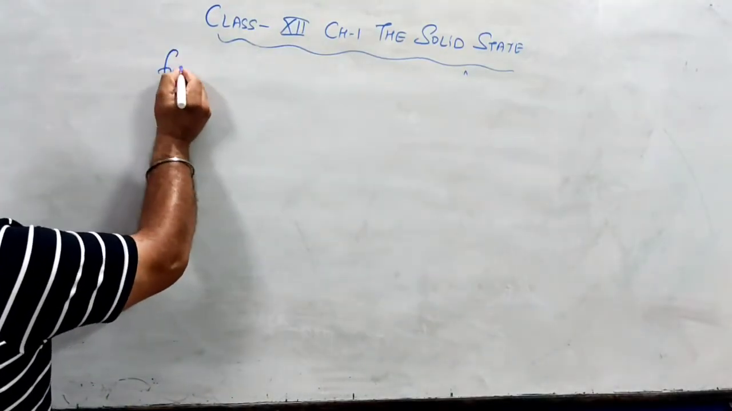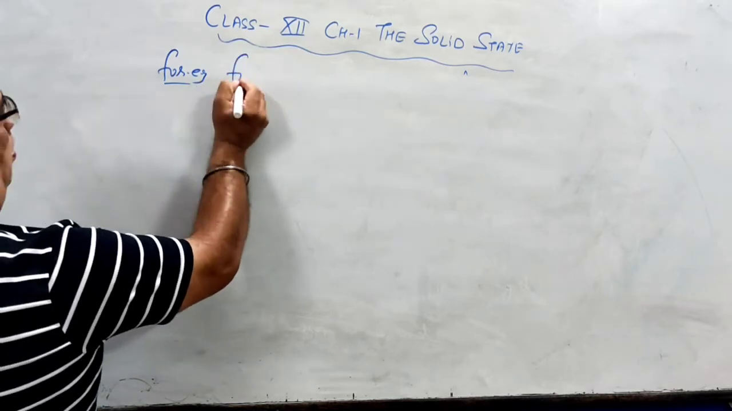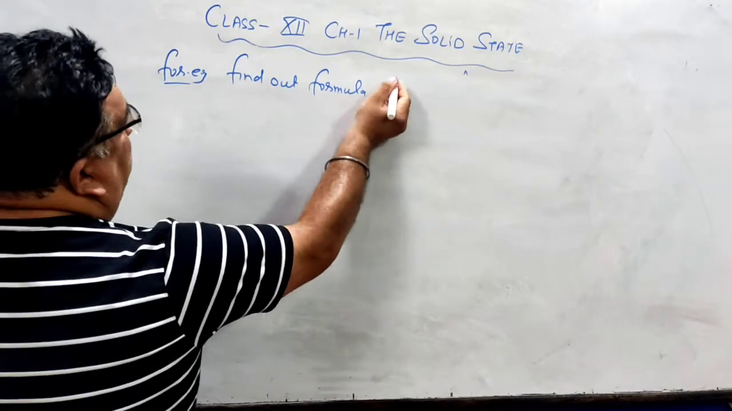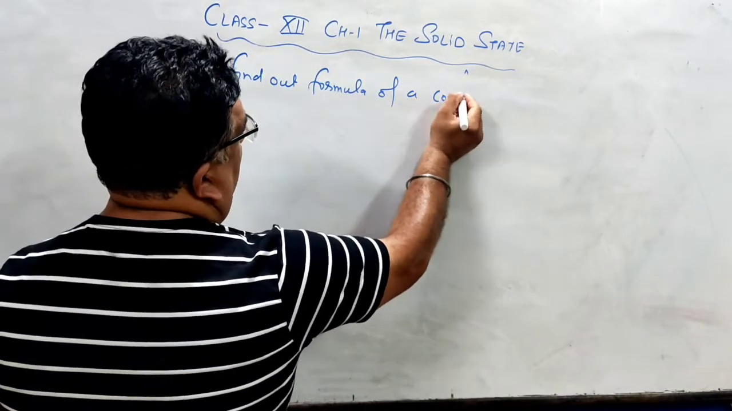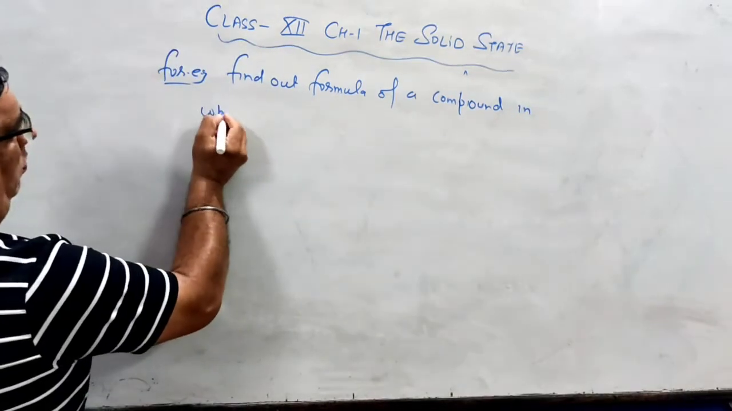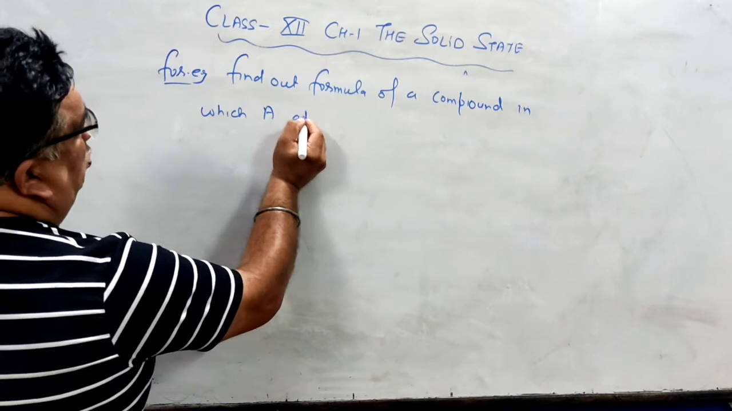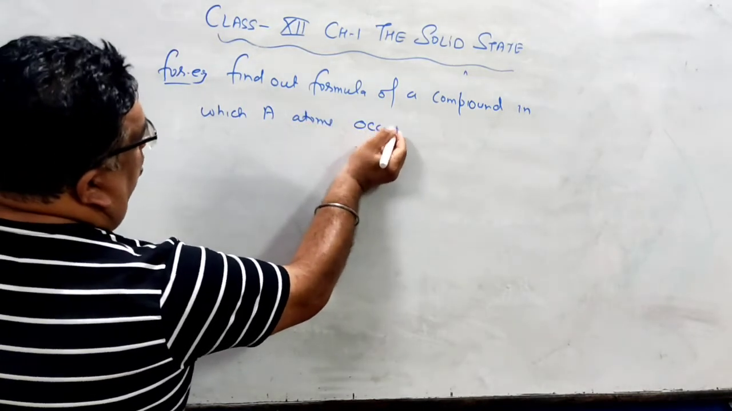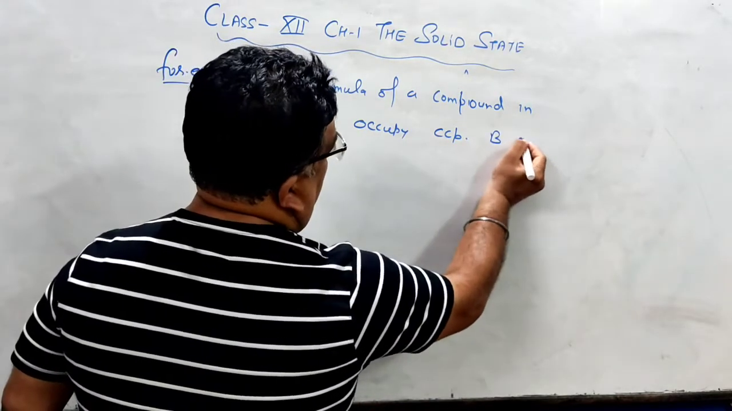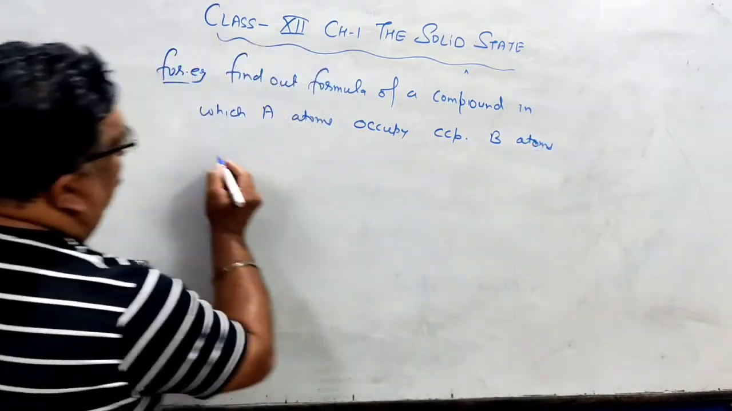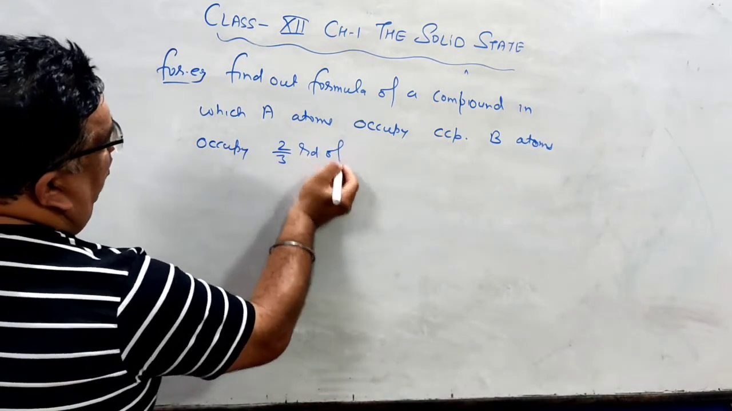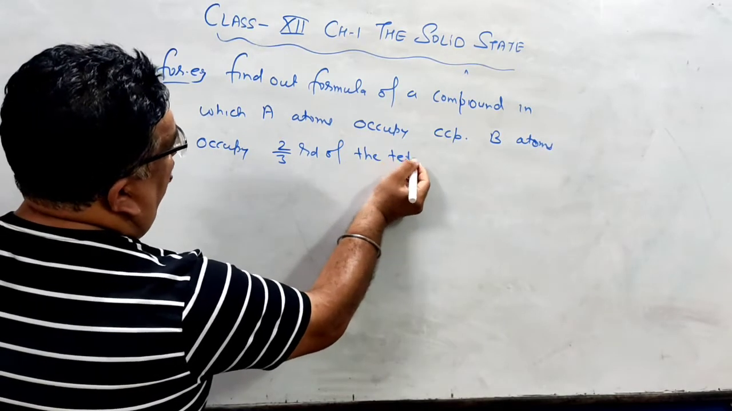For example, find out the formula of a compound in which A atoms occupy cubic closed packing and B atoms occupy 2/3 of the tetrahedral voids.